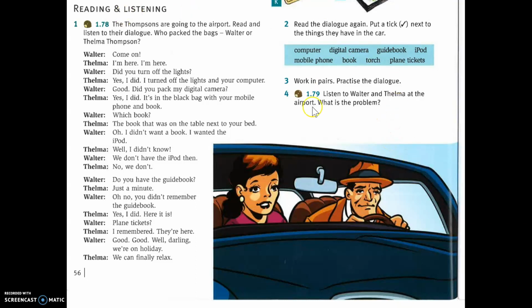Just to round it off, there's a very nice short audio you can play, which means we can poke fun at Walter because he forgot the passports when they get to the airport. So you can say, I'm going to play you another part of the conversation between Thelma and Walter. They're at the airport now. What's the problem? Listen. What's the problem? Okay, and then play that audio to round off this skills section.